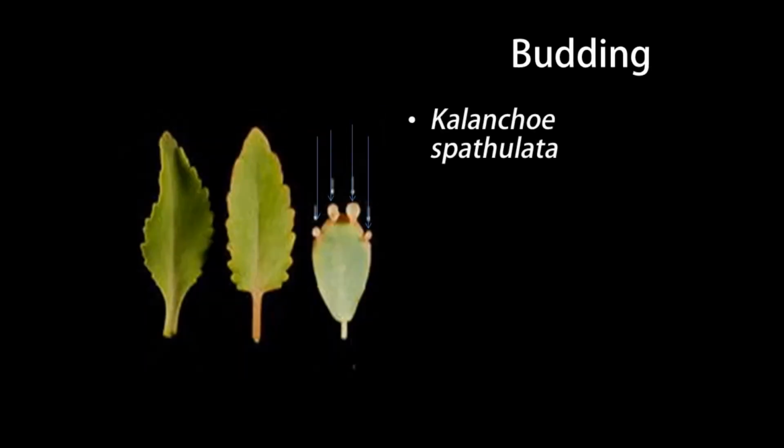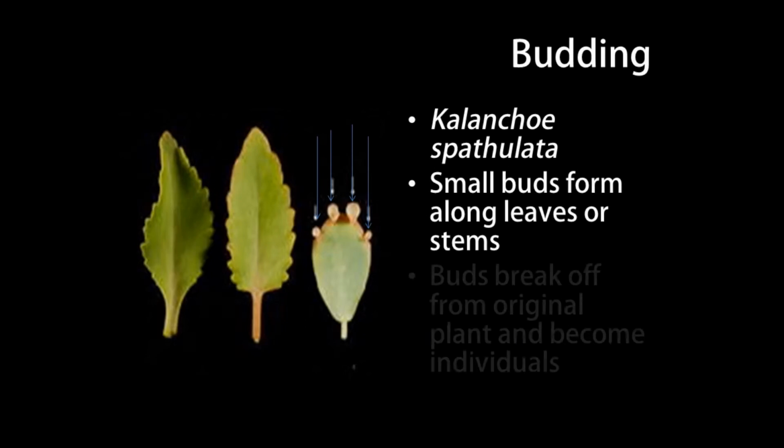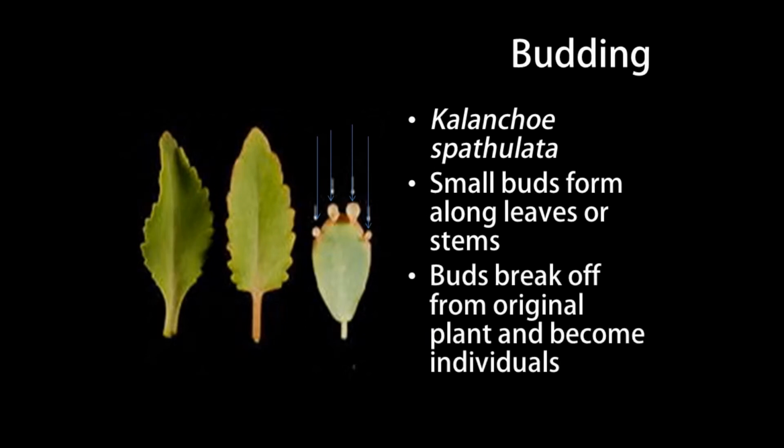Budding plants reproduce by means of small buds formed along leaves or stems. These small buds then develop from outgrowths of the parent plant. They become individuals after breaking off from the original plant. This image shows the leaf of Kalanchoe with and without the buds.